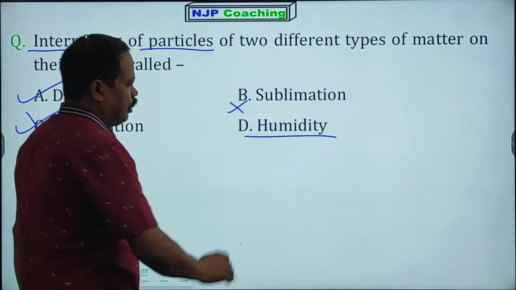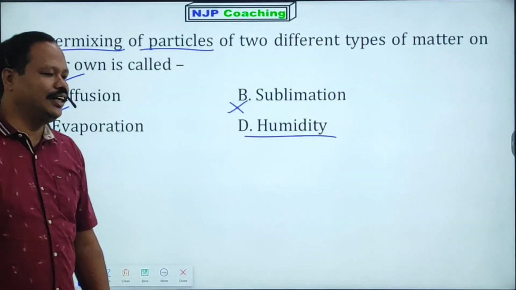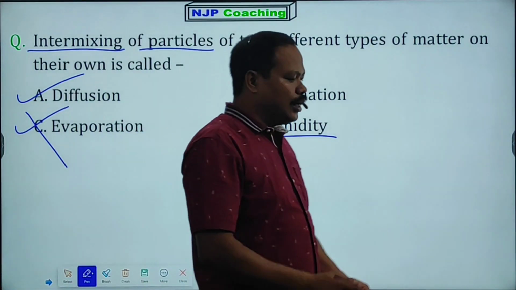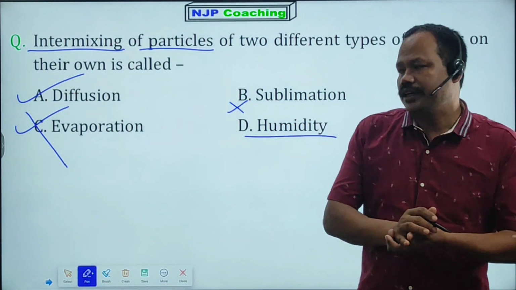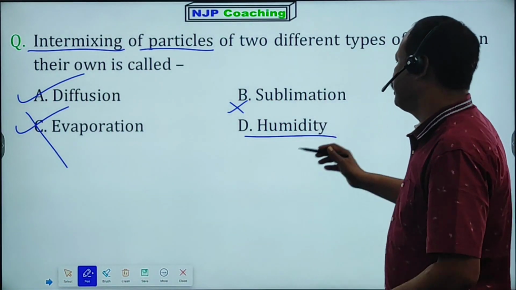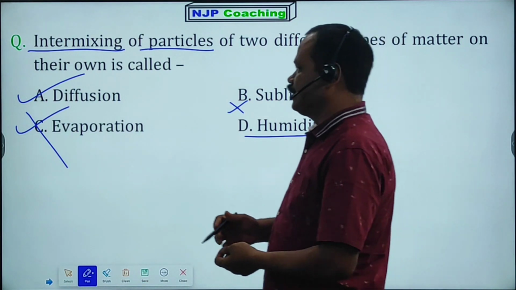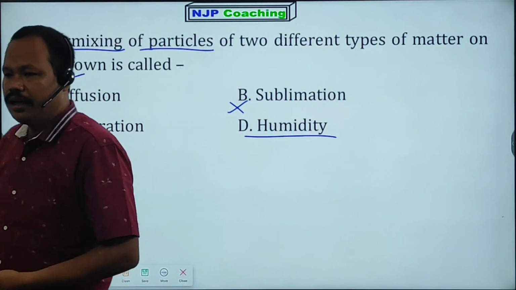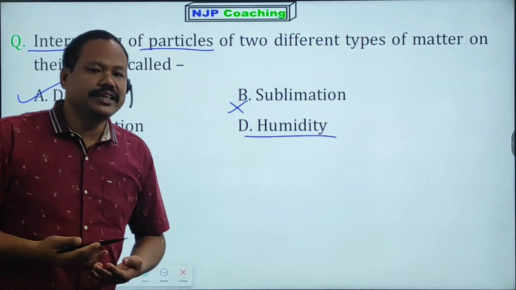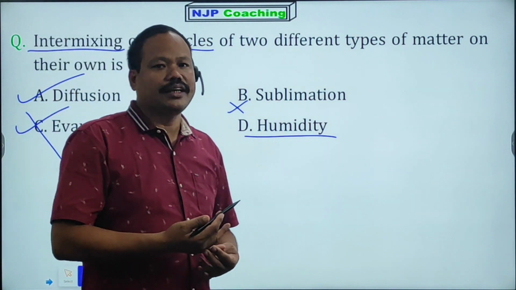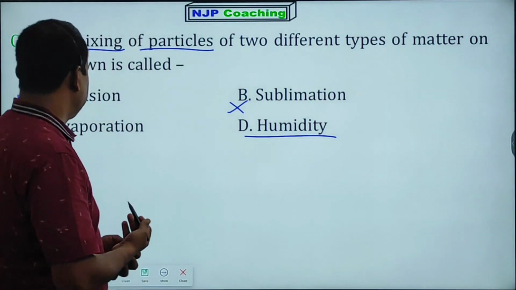And humidity, what is humidity? Humidity is the amount of water vapor present in the atmosphere, present in air, is known as humidity. So the right answer is diffusion. This is the spreading and intermixing of particles of two different types of matter. Okay?